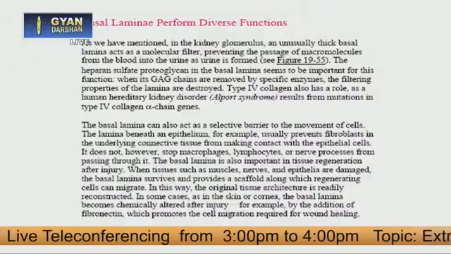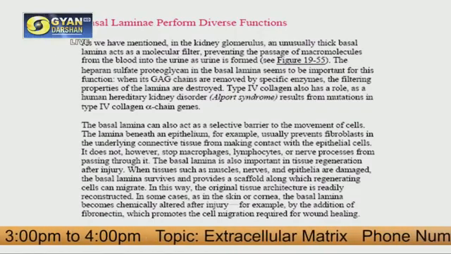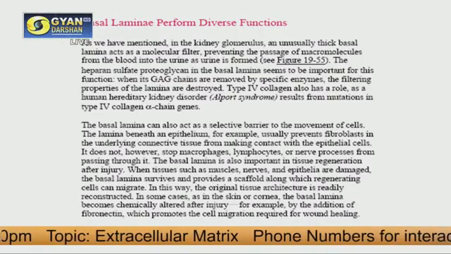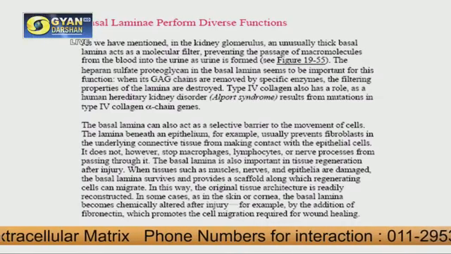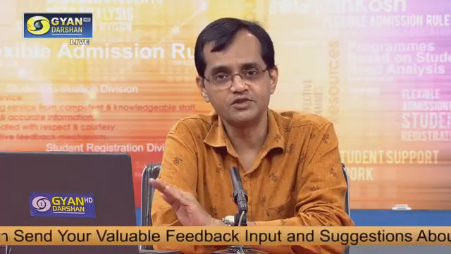As I have said, what is the function of basal lamina now? One can well understand that it is a selective barrier to the movement of cells. This basal lamina is present beneath the epithelial tissue. They mainly function to prevent the fibroblasts in the underlying connective tissue from making contact with the epithelial cells. So basically the basal lamina acts as a partition between the epithelial tissue and the connective tissue.